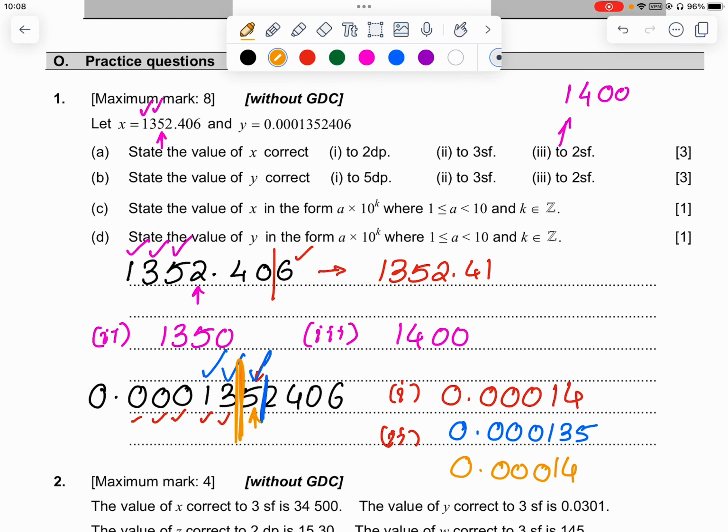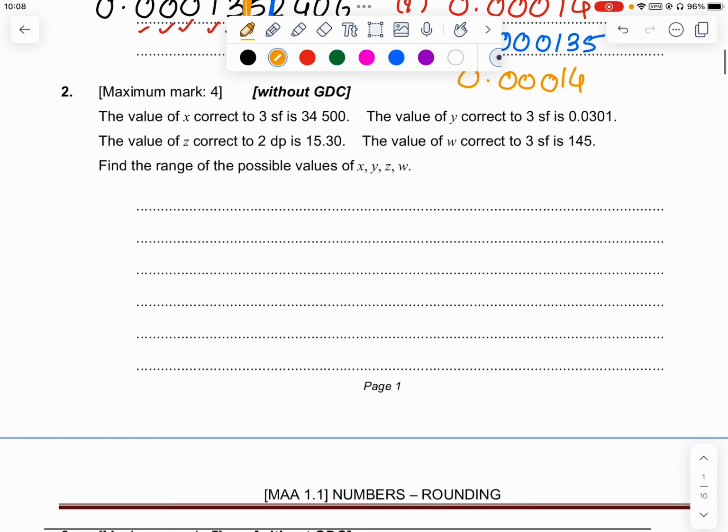Next, state the value of x in the form of a times 10 to the power of k. So standard form. So it is going to be 1.35 times 10 to the power of 3. And this one it becomes 1.35 times 10 to the power of -4.